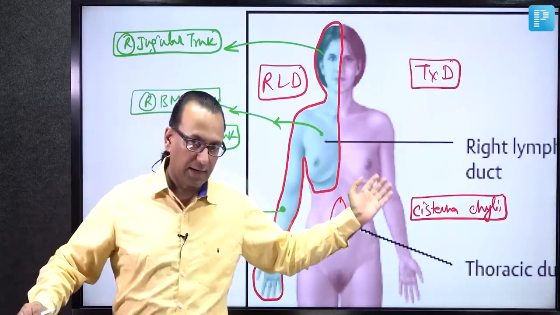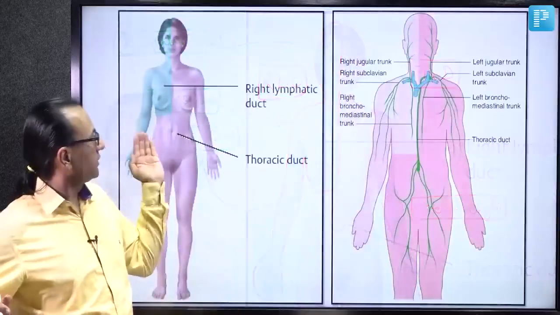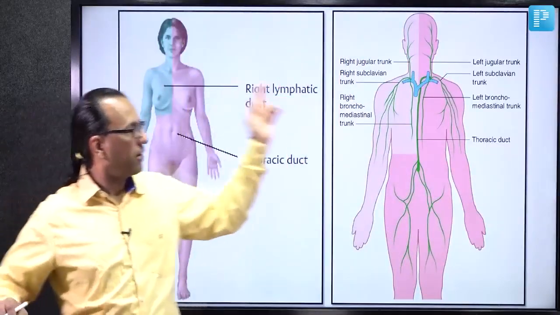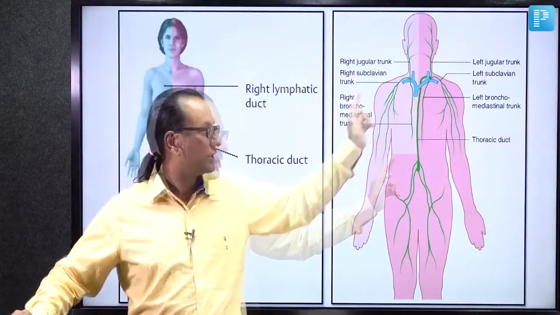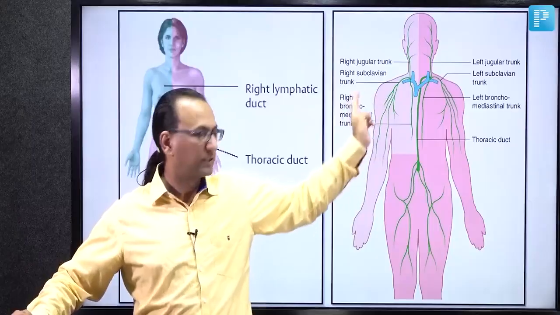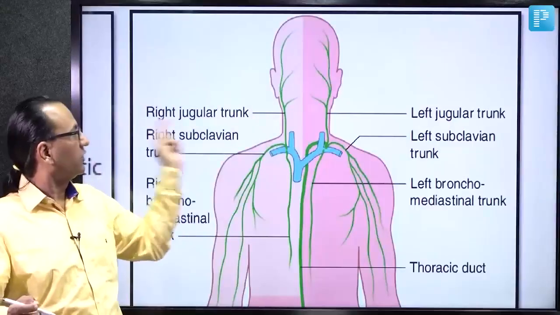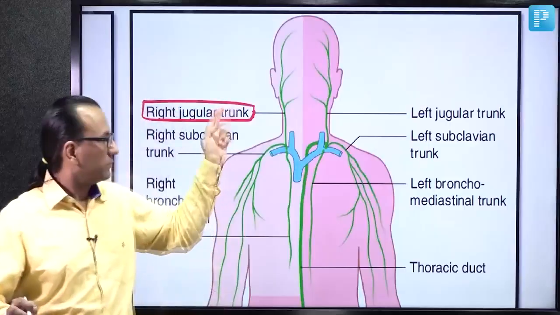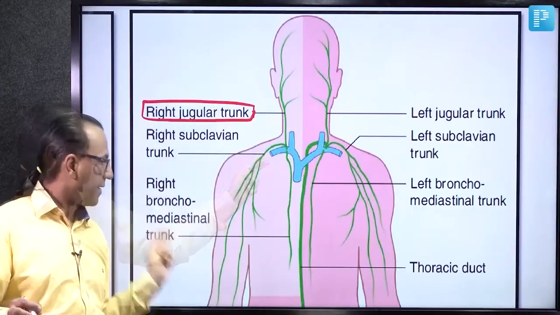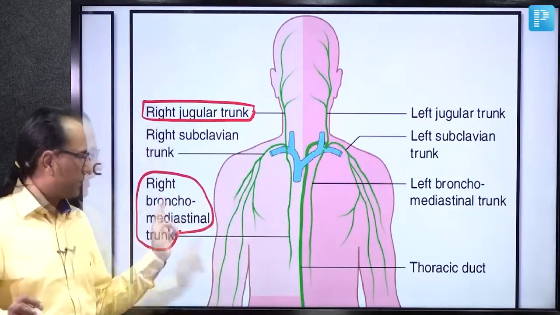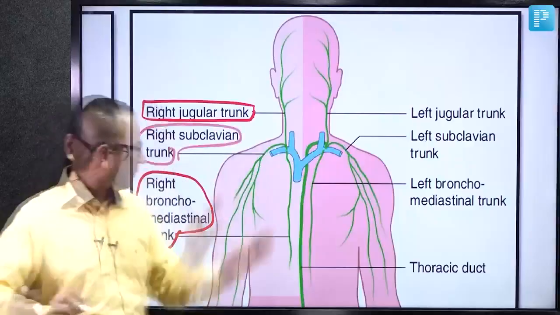Let us look at one more diagram for the same purpose. As I am suggesting, the right upper quadrant of the body has the right lymphatic duct, which is receiving 3 ducts itself. Let's zoom this area. The head and neck drain into the right jugular trunk, and the thorax drains into the bronchomediastinal trunk of the right side, and the upper limb drains into the right subclavian trunk.